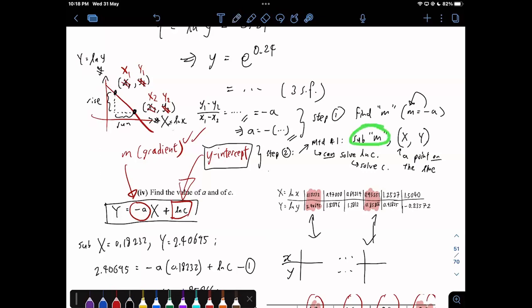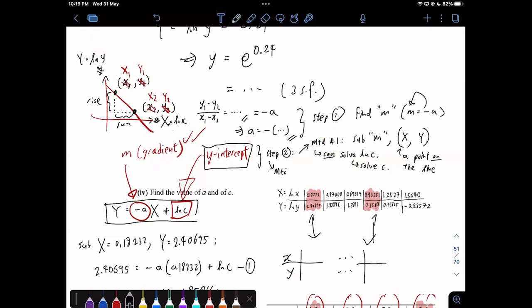Then you sub in the m. Okay, sub in the m. Then calculate. You will be able to substitute this whole expression here. Sub in the x and sub in the y. All three are subbed in already. You're left with ln C. Make ln C the subject. Then you e power to make C the subject. That's how you solve for C. That's method number one. What's method number two?